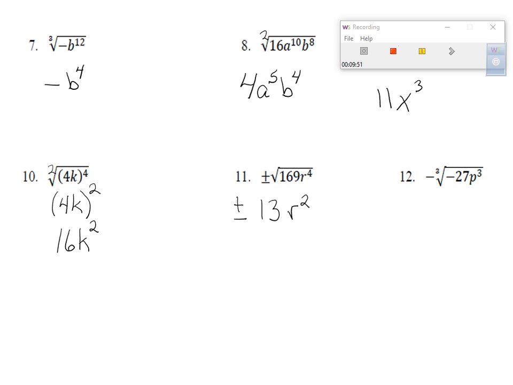Number 12, I've got a negative sign out front. Now be careful here. I need the cube root of negative 27. Well, I know the cube root of 27 is 3, but I need this negative sign with it. Then I've got p to the 3 divided by 3 is 1. Well, a negative and a negative make a positive, so my answer, 3p.